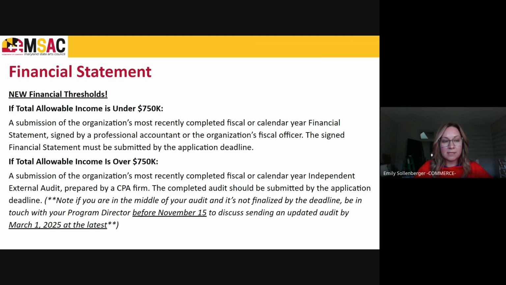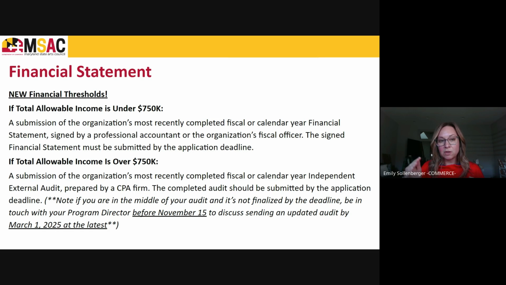What's new this year is that there's a threshold of whether you are required to provide audited financial statements or an internal financial statement, such as a profit and loss statement. In the past, it's been $600,000 in allowable income. We recently got approval from the council to increase that threshold to $750,000.